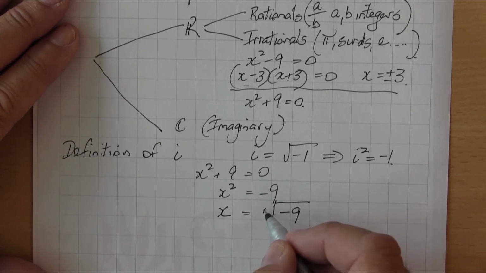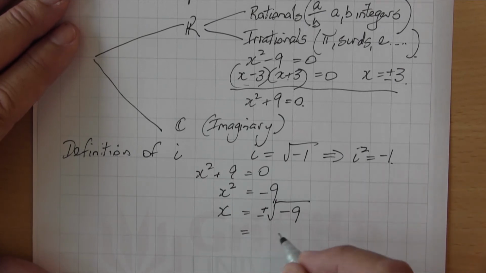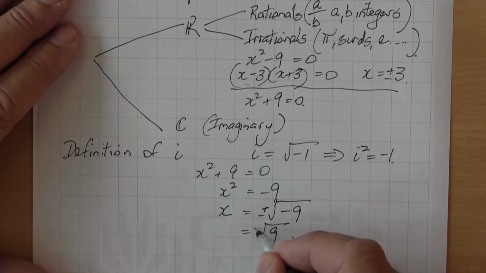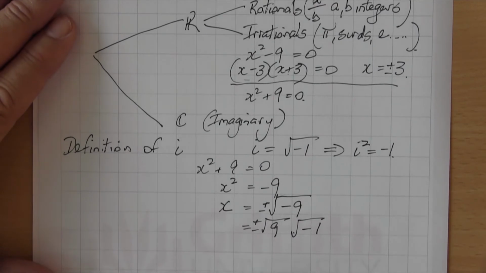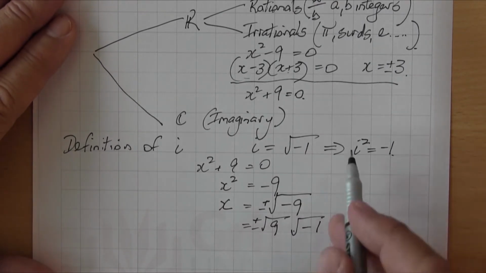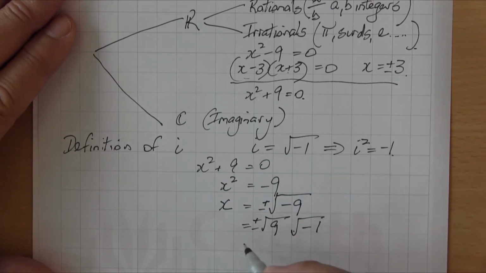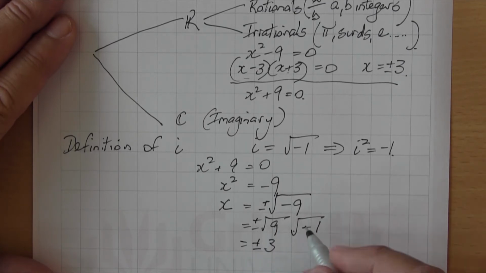And whenever we take the square root, we're going to get used to doing plus and minus. If we take the biggest square number outside the front, we get plus or minus the square root of 9 times the square root of -1. By definition, the square root of -1 is equal to i, and the square root of 9 is equal to 3. So that's plus or minus 3i.